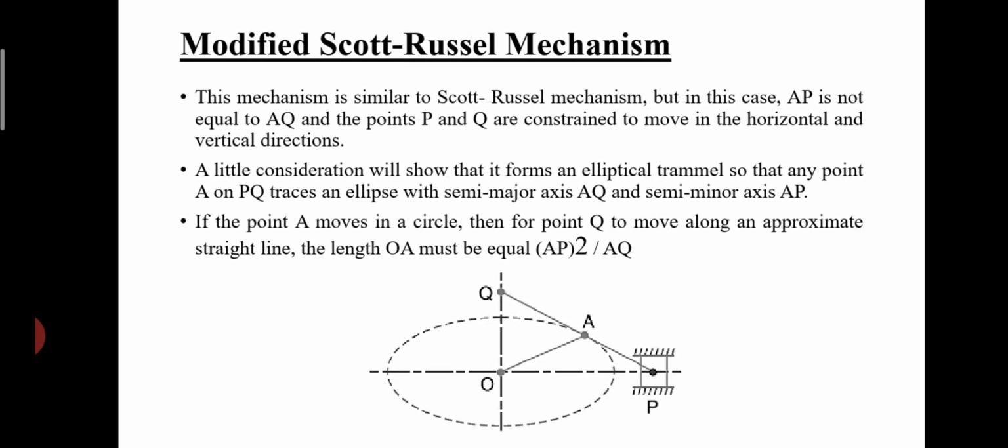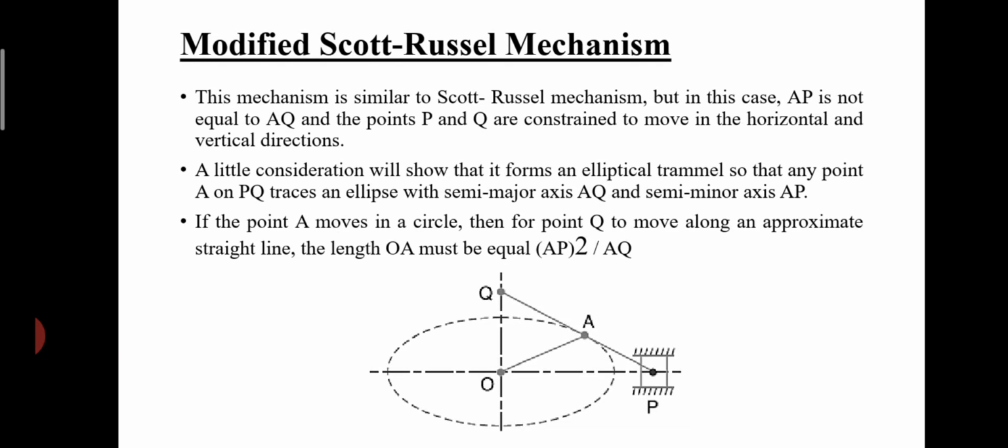So this mechanism is similar to Scott-Russell mechanism, but in this case AP is not equal to AQ. यहाँ पे AP इज नॉट इक्वल टू AQ. यहाँ पे दोनों सेम नहीं है, दोनों की लेंथ अलग अलग है. द पॉइंट P एंड Q आर कंस्ट्रेंट टू मूव इन हॉरिजॉन्टल एंड वर्टिकल डायरेक्शन. यहाँ पे हमारा दो पॉइंट है P और Q, वो दोनों कंस्ट्रेंट मूव हो रहे हैं. किस डायरेक्शन में? एक हॉरिजॉन्टल डायरेक्शन एंड वर्टिकल, दोनों डायरेक्शन में वो कंस्ट्रेंट मूव हो रहे हैं.